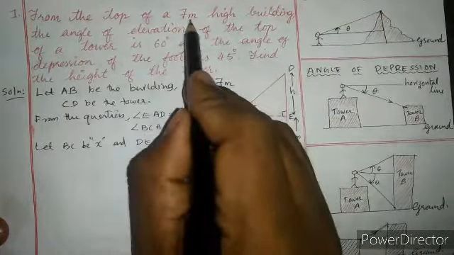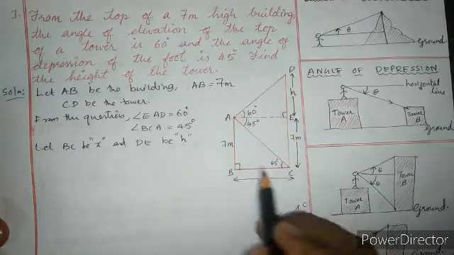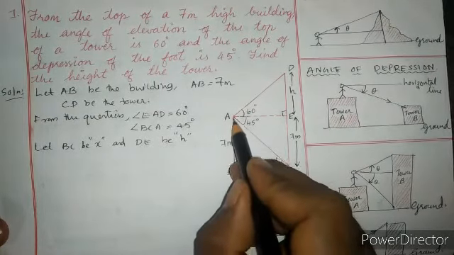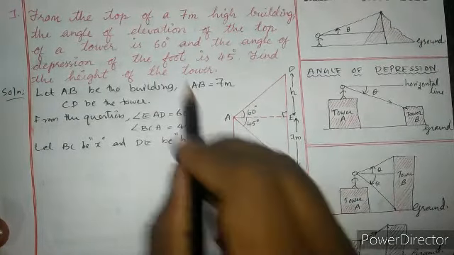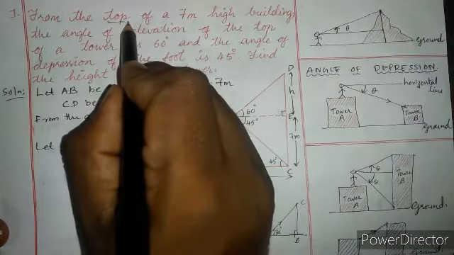From the top of a 7-meter high building. So first of all you have to draw the ground. Then you will draw a 7-meter high building. You have taken here as AB. First draw a line like this, AB. From the top of a 7-meter high building, top of a 7-meter high building.